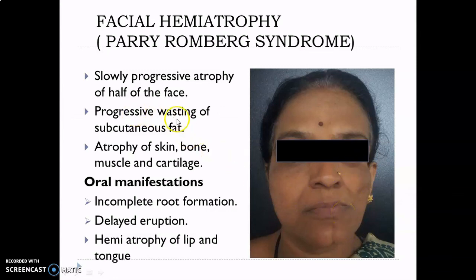There is progressive wasting of subcutaneous fat, which you can observe in this image. There is atrophy of skin, bone, muscle and underlying cartilages. And oral manifestations, if you see, there will be incomplete root formation, delayed eruption, and hemiatrophy of lip and tongue.